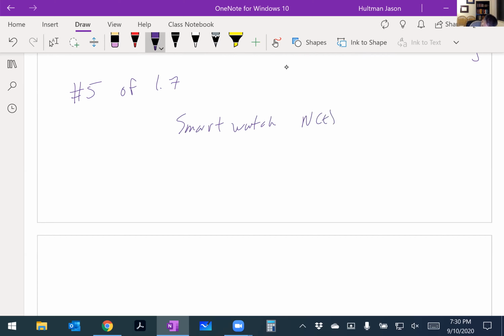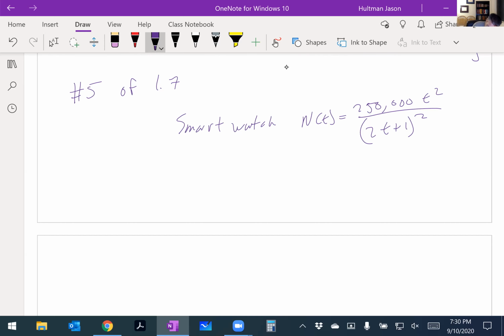N of t was equal to 250,000 t squared over (2t plus 1) squared, right? And this gave me the number of watches sold after t weeks. It's the number of watches sold after t weeks. So this represents the number of watches.